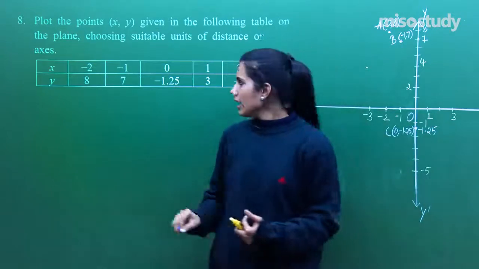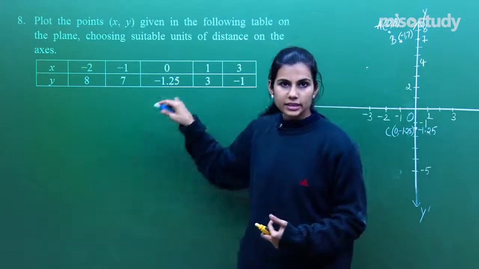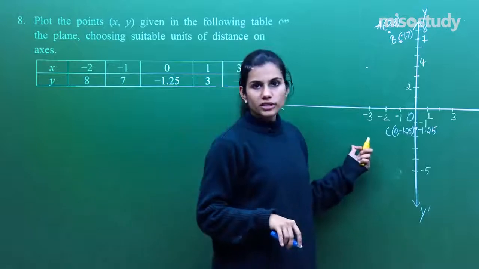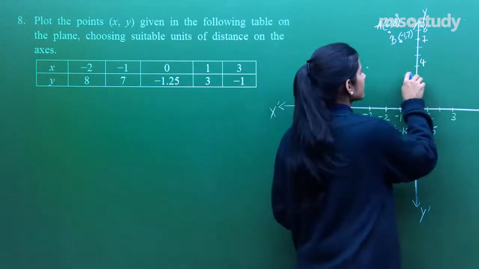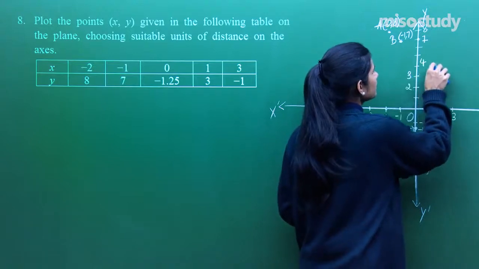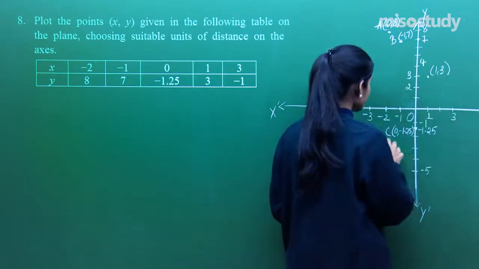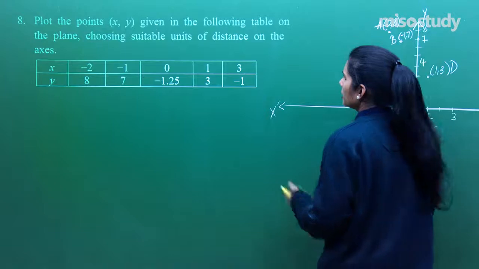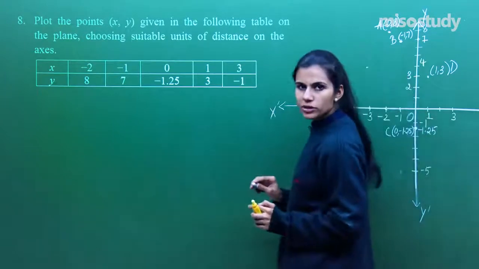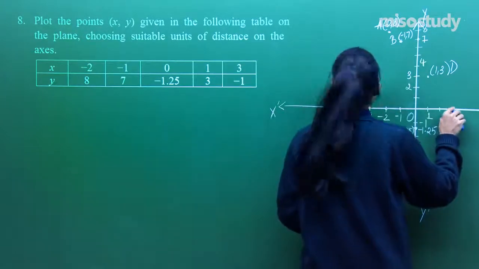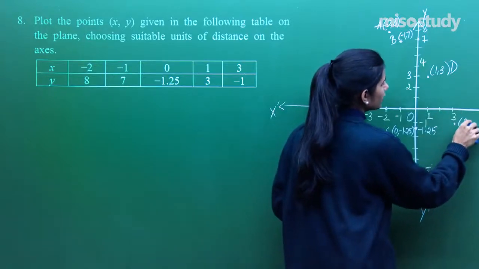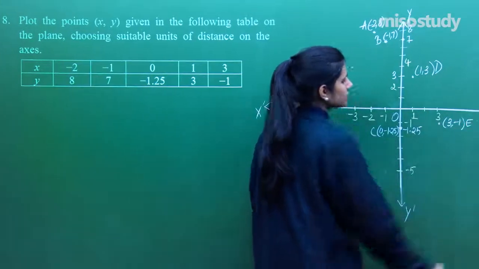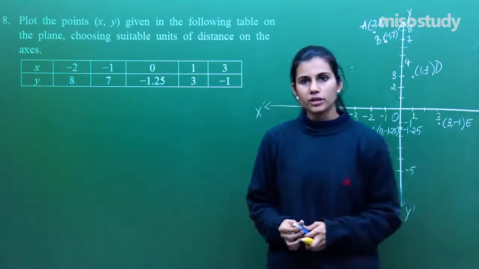Is it clear? After that you have 1, 3. Where will you plot it? Move 1 unit along positive x-axis and 3 units along positive y-axis. You will get the point 1, 3. So this is D, and then you have 3, -1. Move 3 units along positive x-axis and 1 unit along negative y-axis. This gives you the point 3, -1. That's how you plot the points.